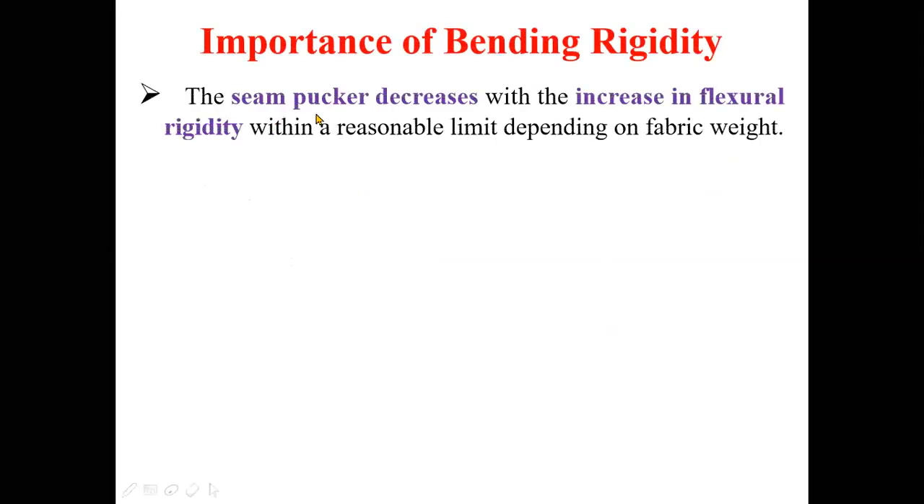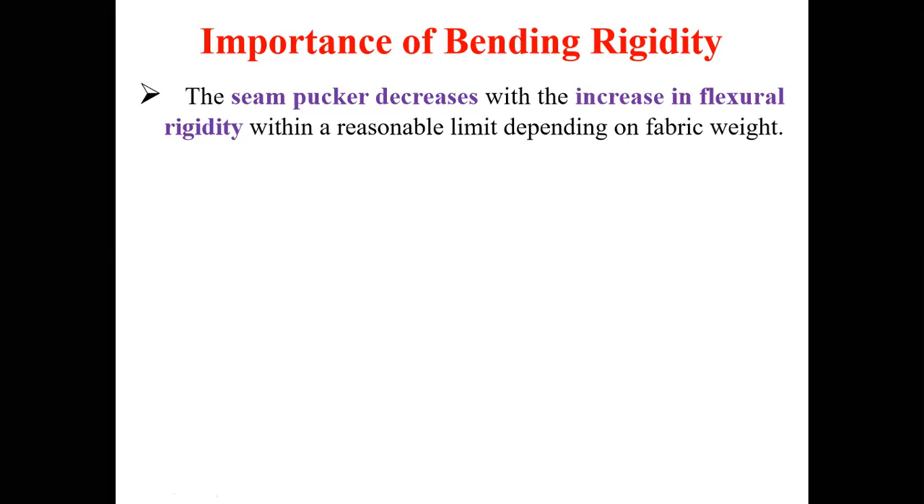Now the seam pucker, it is one sort of defect. Now seam pucker decreases with increasing textile rigidity within a reasonable limit, of course, depending upon the fabric weight. That means I can say that for a given fabric weight, the tendency of the seam pucker will decrease with increasing textile rigidity or bending rigidity. So in this respect, higher bending rigidity within a certain reasonable limit is good.